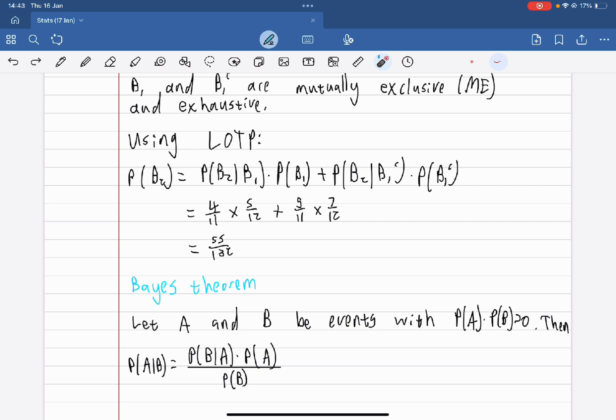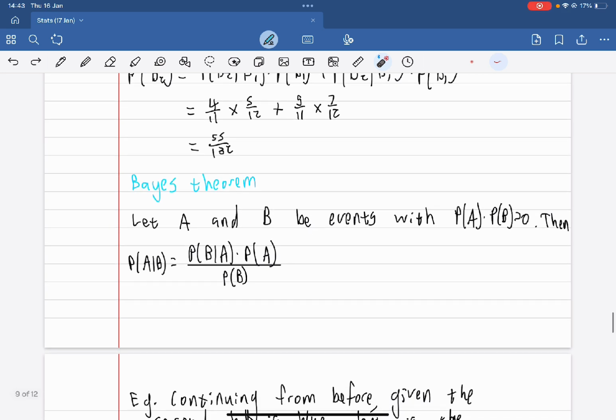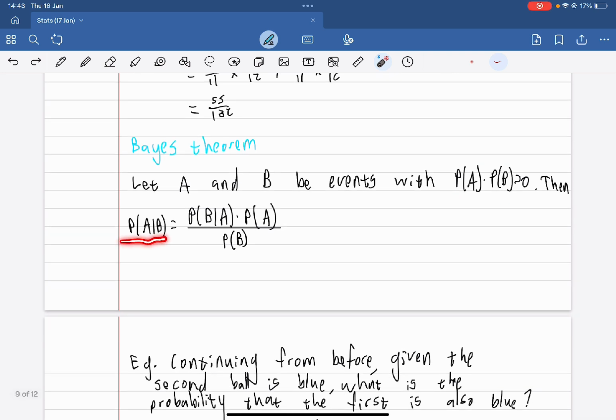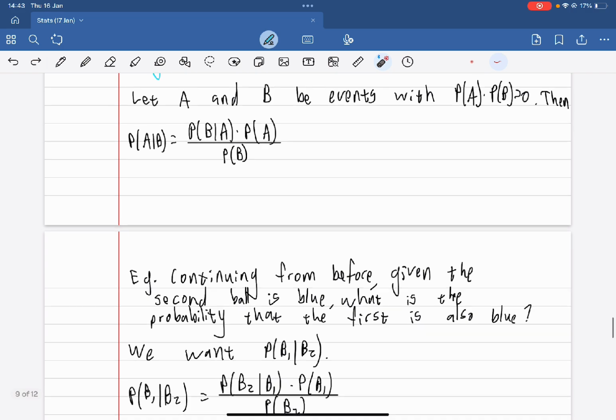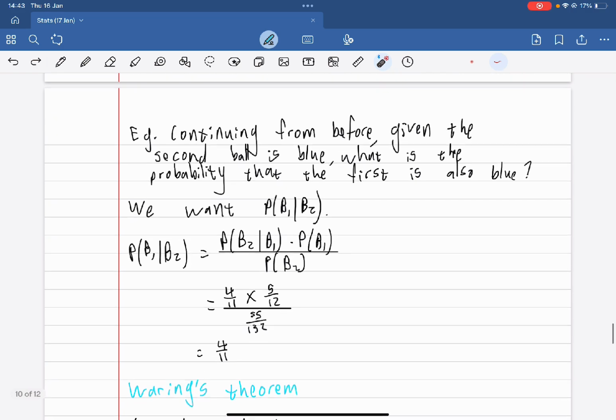Next, we're going to be looking at Bayes' theorem. So Bayes' theorem says let A and B be events with the probability of A times the probability of B being greater than 0. This basically just makes sure that the probability of A and probability of B are both not 0. Then we can say that the probability of A given B is equal to the probability of B given A times the probability of A over the probability of B. So this is just a formula. So now let's see an example where we can use it.